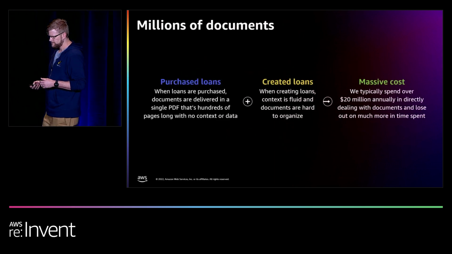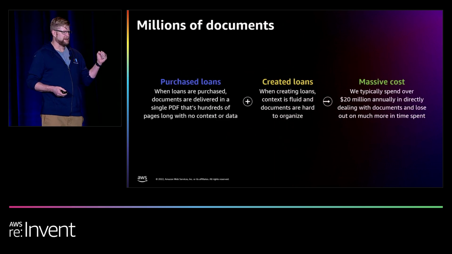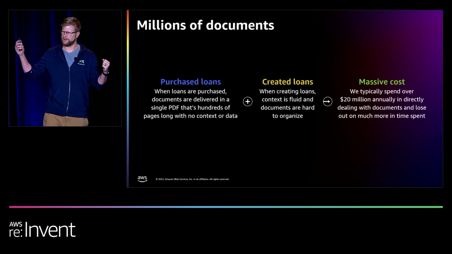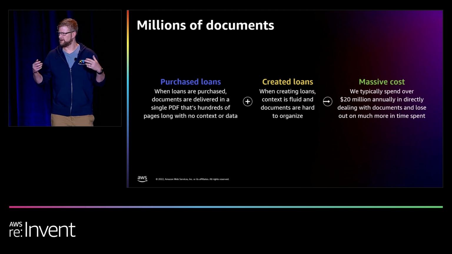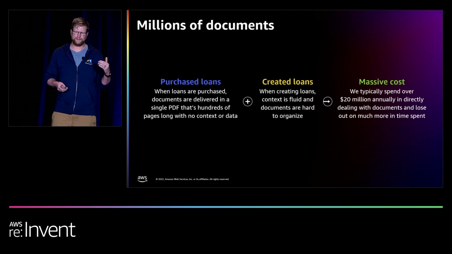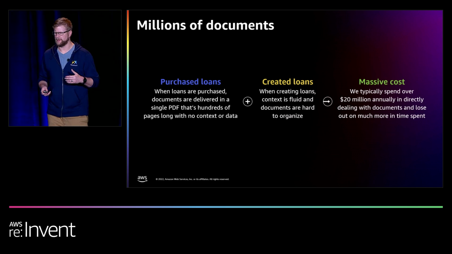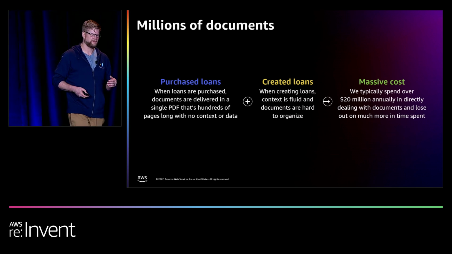So in summary, when we're purchasing loans, you get a complete loan package and a bunch of arbitrary conditional documents that you need to combine together to understand. And when we're creating the loans, the context is fluid and it makes it difficult to organize. I estimate that we spend somewhere around $20 million a year in document management costs because of these difficulties.